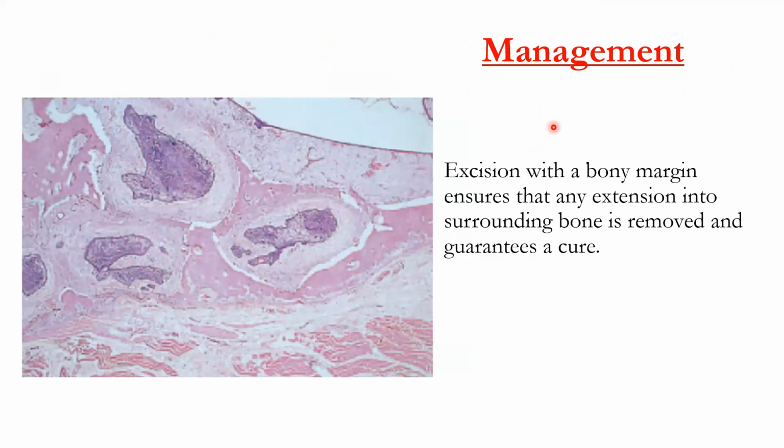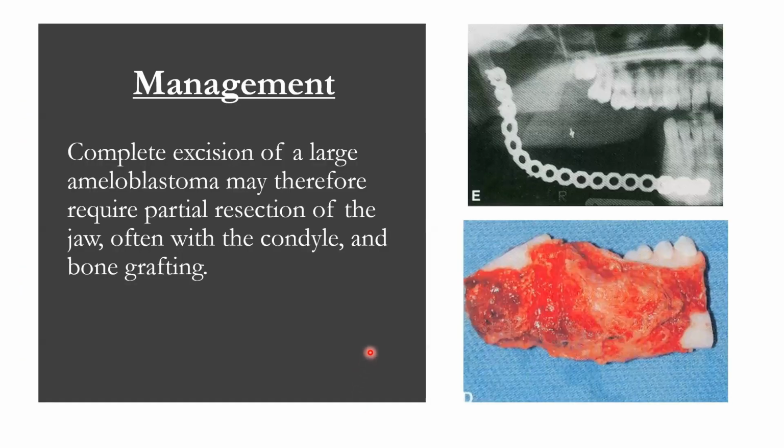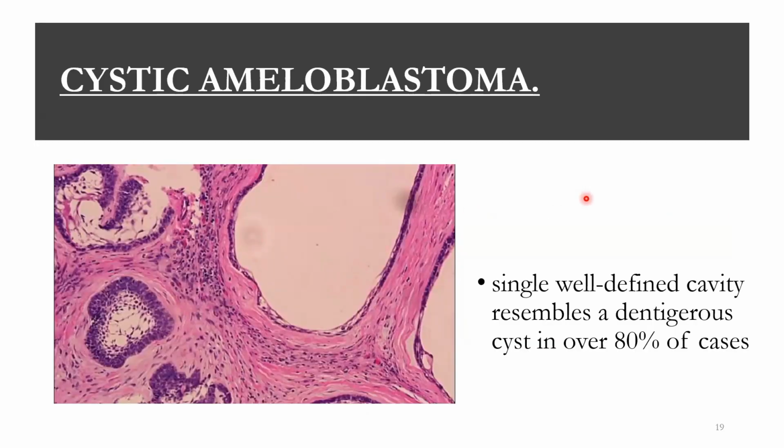The management essentially depends upon the size of the tumor and how close it is to the bone. If it is very small, then just excision is enough with some amount of peripheral bone. But if it is close to a bony margin, like you see here, you can see that there are islands of cells which are close to the bone. In that scenario, we'll have to make sure that any extension into the surrounding bone is removed. And if it is really, really big, then hemimandibulectomy is the choice. As you can see here, half of the mandible has to be removed, and this has to be followed by bone grafting.